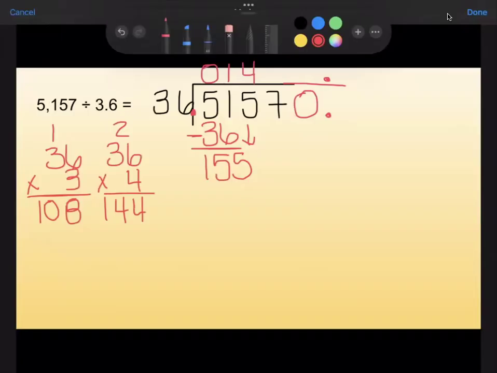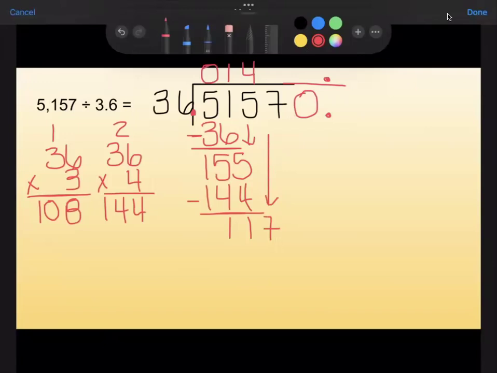So I'm going to put a 4 up here. I'm going to put the 144 here. And when I subtract that, I get 11. Bring down the 7. So this is where keeping the numbers that I've already tried next to my problem comes in handy, because now I can look at it and be like, well, this time I'm trying to get 117.